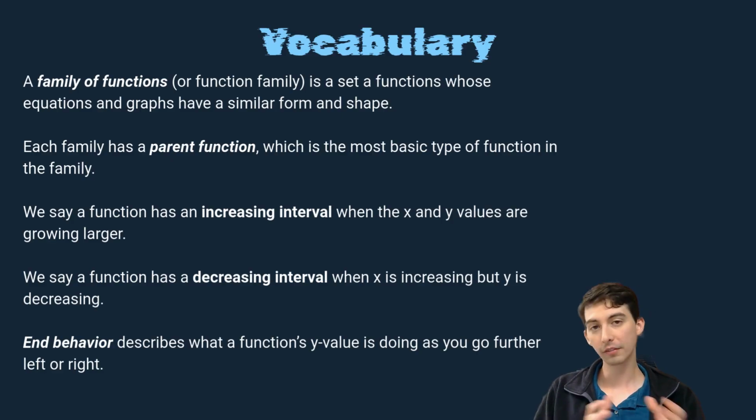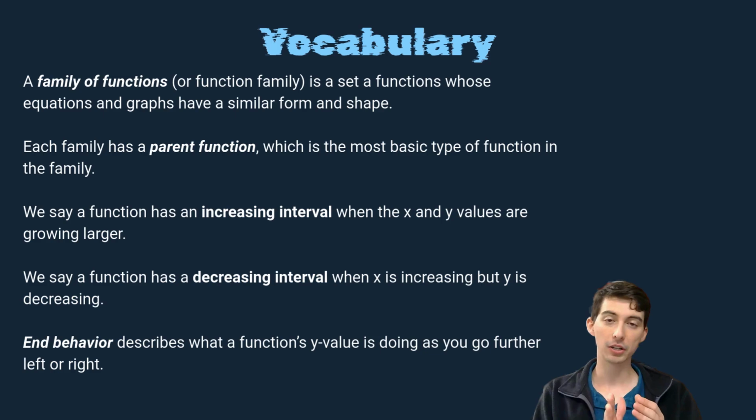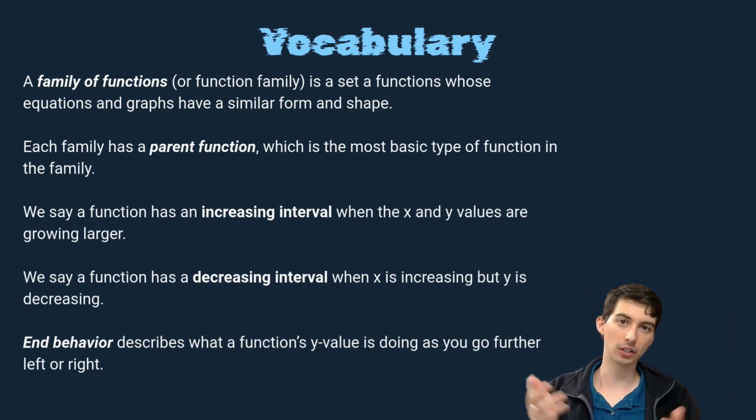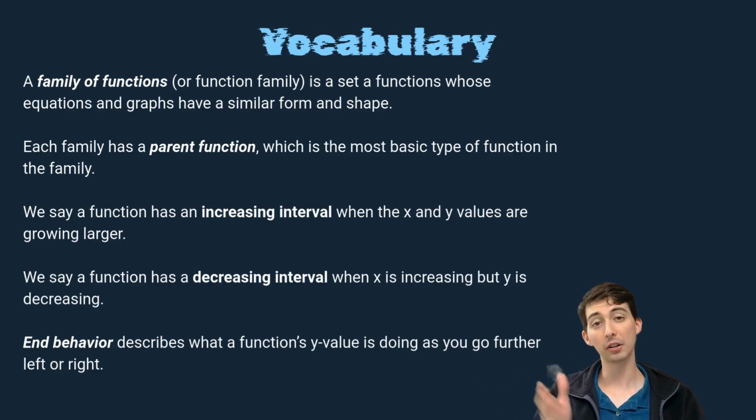All of these are going to have different attributes or characteristics, which define how they're different from one another. Increasing intervals are whenever the x value is increasing and y is also increasing, so it's going up. And decreasing is just the opposite: y values are going down. The end behavior will describe what the function does when it goes off forever. So like, what direction are we traveling in?